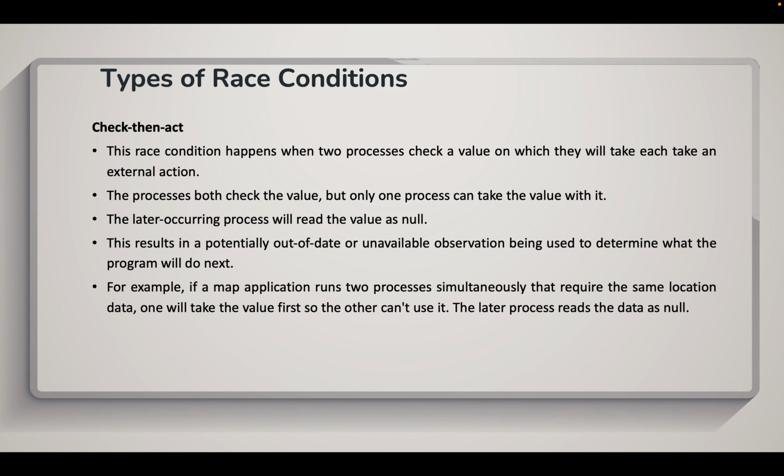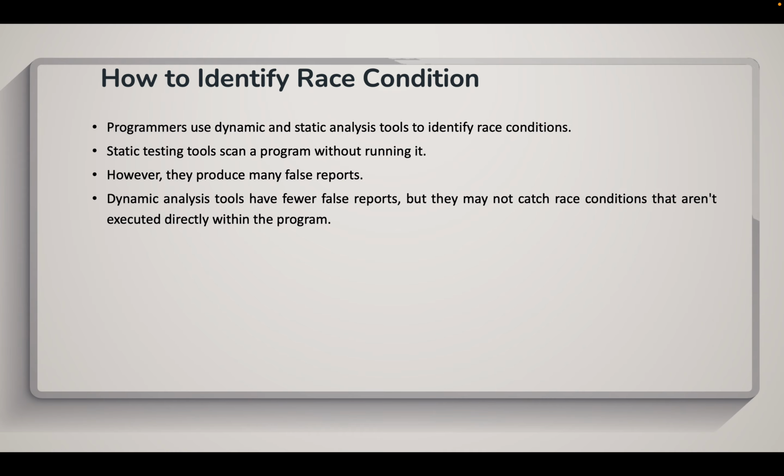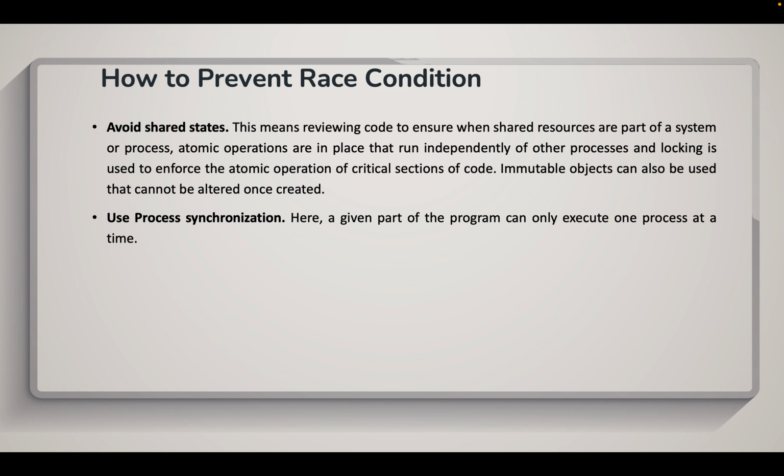Check then act. This race condition happens when two processes check a value on which they will each take an external action. How to identify a race condition? Programmers use dynamic and static analysis tools to identify race conditions. Static testing tools scan a program without running it. They produce many false reports.